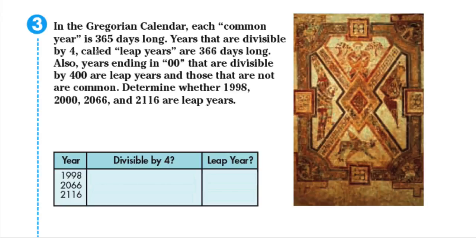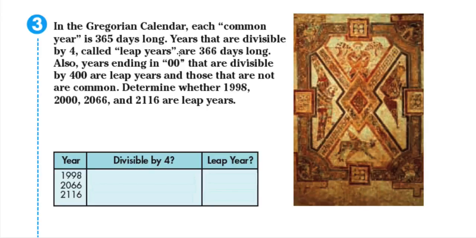In the Gregorian calendar, each common year is 365 days long. Okay, years divisible by 4 are called leap years and are 366 days long. Also, years ending in 00 that are divisible by 400 are leap years, and those that are not are common. Okay, so determine whether 1998, 2000, 2066, and 2116 are leap years.